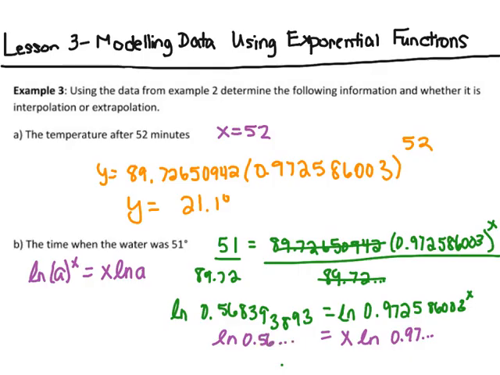Now to get x by itself, we divide by the logarithm of 0.97... And when you type it into your calculator, you should write all the decimals in because it doesn't tell us to round, so we're not going to. So if you take the logarithm of 0.568393893 and divide it by the logarithm of 0.972586003, you get 20.3 to equal x. So roughly 20.3 minutes, the temperature was 51 degrees.